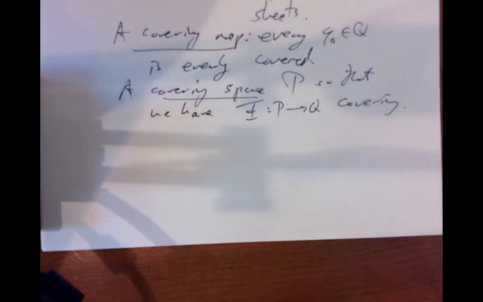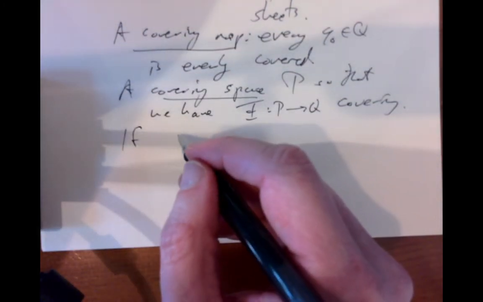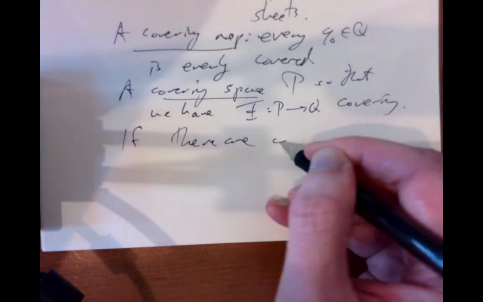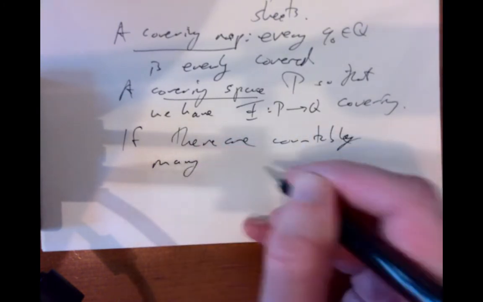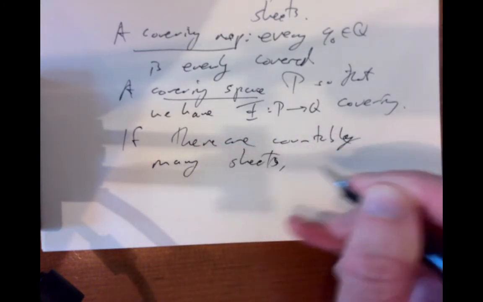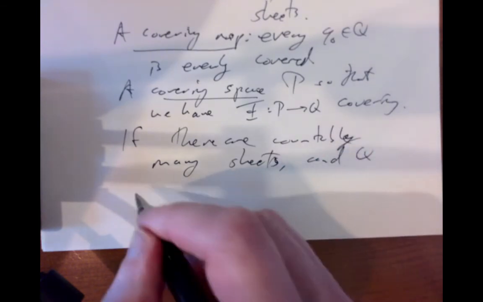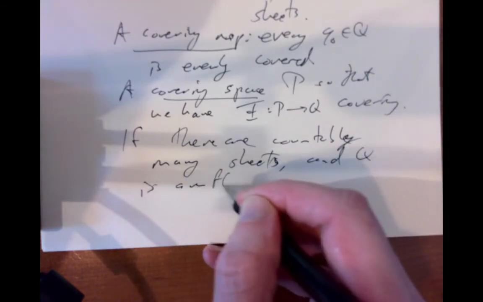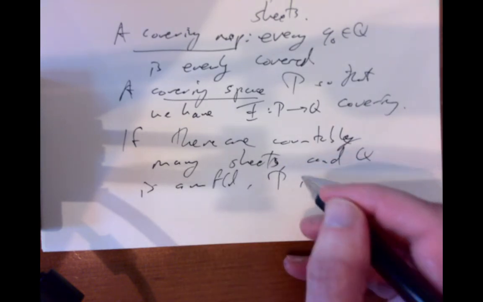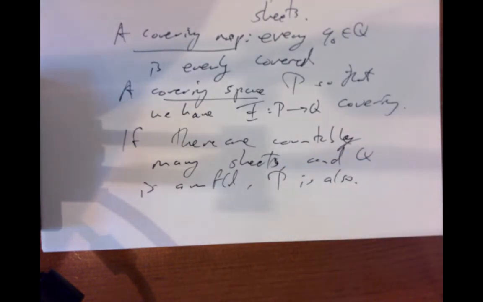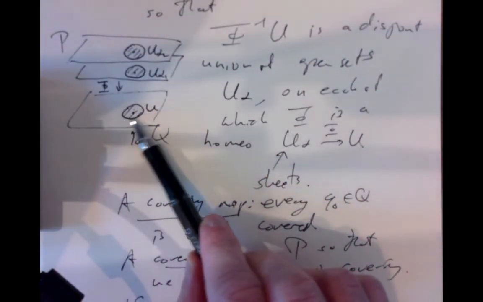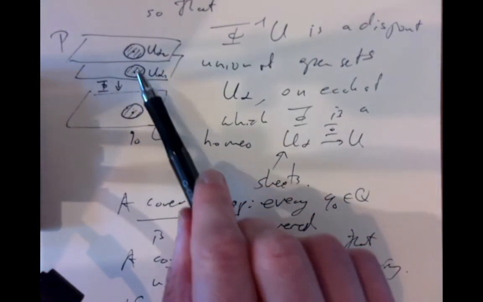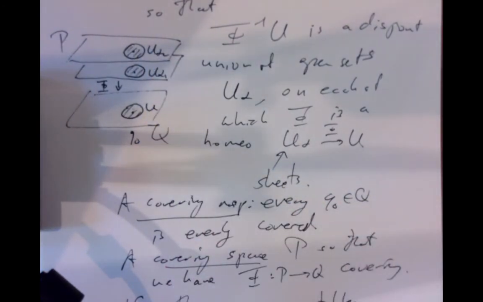So then if there are countably many sheets, and let's say Q is a manifold, clearly then P is also a manifold. Why? Because take a little tiny chart. If you take a chart with a domain that's small enough that it lives inside this U, then you can compose it with these homeomorphisms, and you get it exactly matching up with these sets up in P.